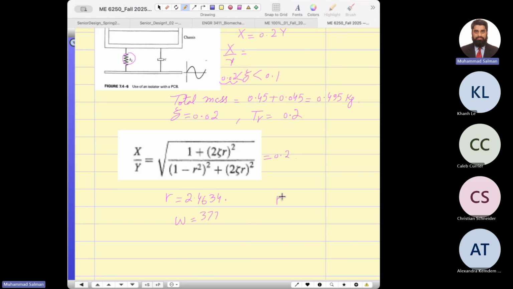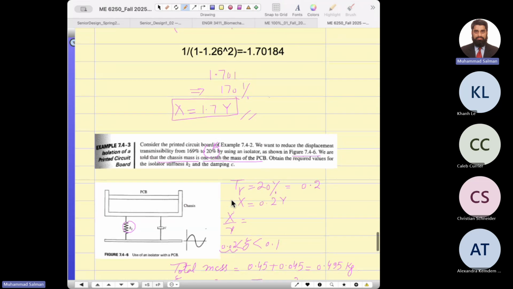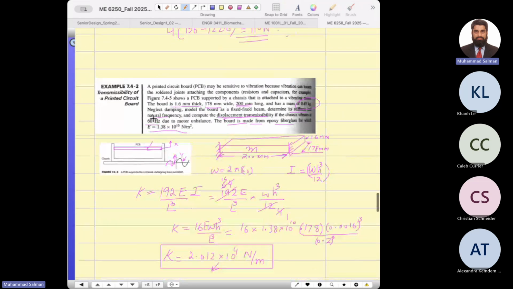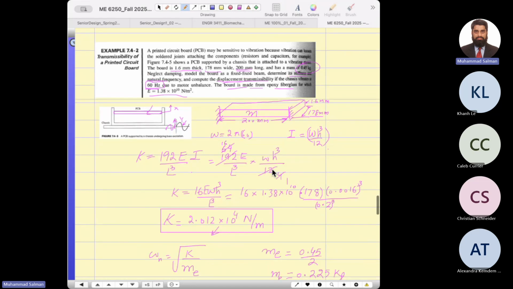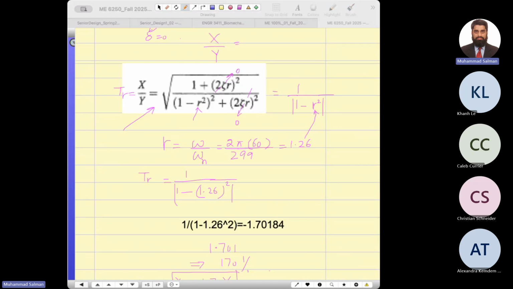So R squared equals omega squared over omega n squared. This omega is 377. How do you get 377? Look, this is vibrating at 60 hertz. 60 hertz means 377. Agreed?